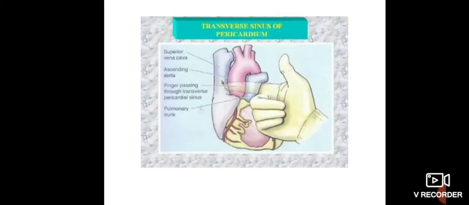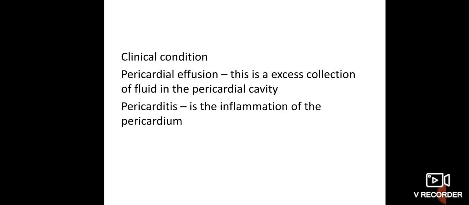This slide shows the transverse sinus, with a finger being put into the transverse sinus. Regarding the clinical conditions of the pericardium, first is pericardial effusion. Effusion means excess fluid. So in pericardial effusion, there is excess collection of pericardial fluid in the pericardial cavity. Another condition is pericarditis, that's the inflammation of the pericardium. These are the two clinical conditions related to the pericardium.